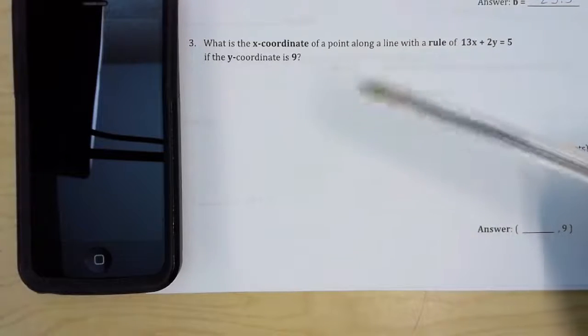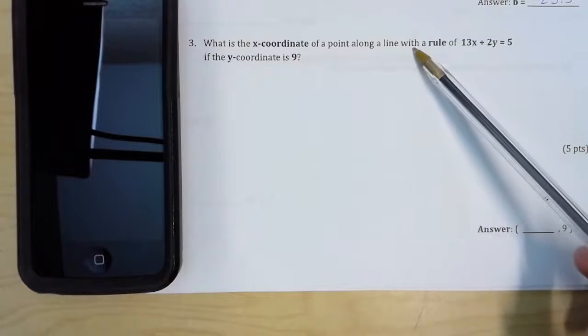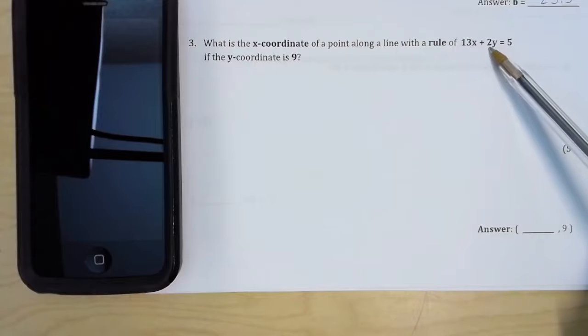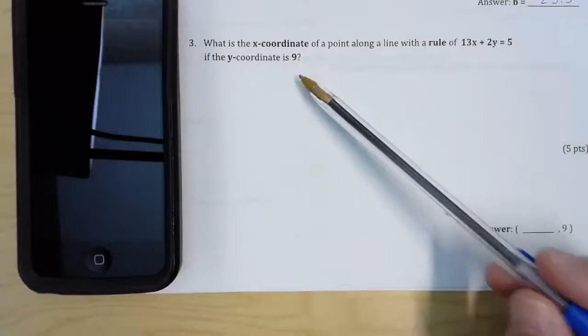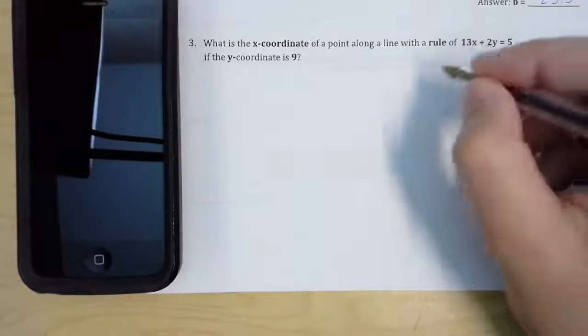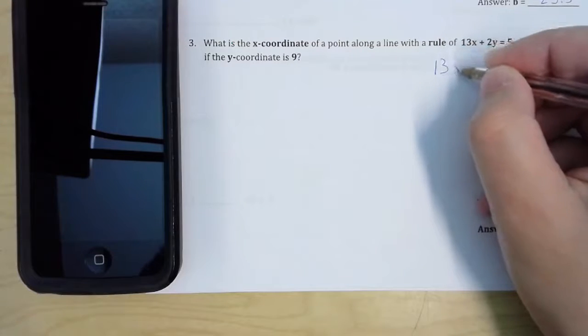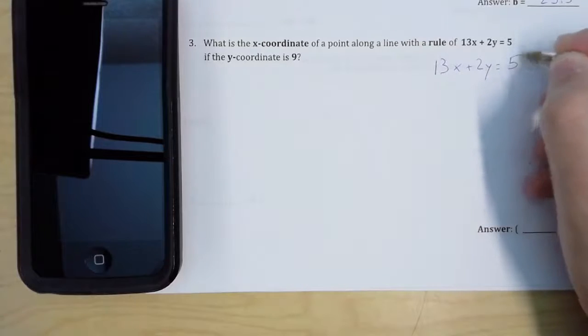Question 3 on this practice test is asking you, what is the x-coordinate of a point along the line with a rule of 13x plus 2y equals 5 if the y-coordinate is 9? So in the end, we're trying to find what the x-coordinate is. They've given us the rule. The rule is 13x plus 2y equals 5.